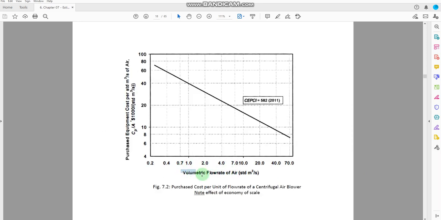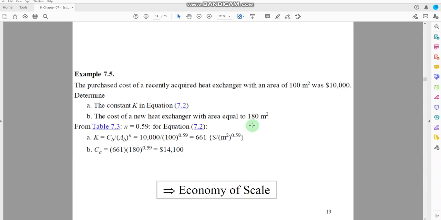For example, we have the volumetric flow rate of the air on this line, and on the left-hand side we have the value for the purchased equipment. You would see the capacity of the compressor, then you would touch this line, and on the left-hand side you would see what the cost is. Now, where do we get this line? We will see in detail; basically it comes out with the inflation. So we will see how we get these lines. And let us solve one more example here.